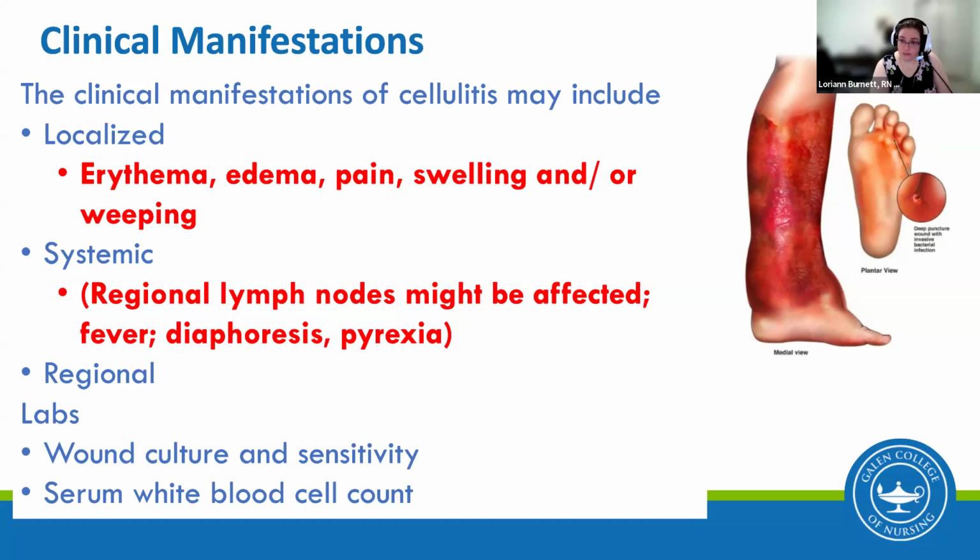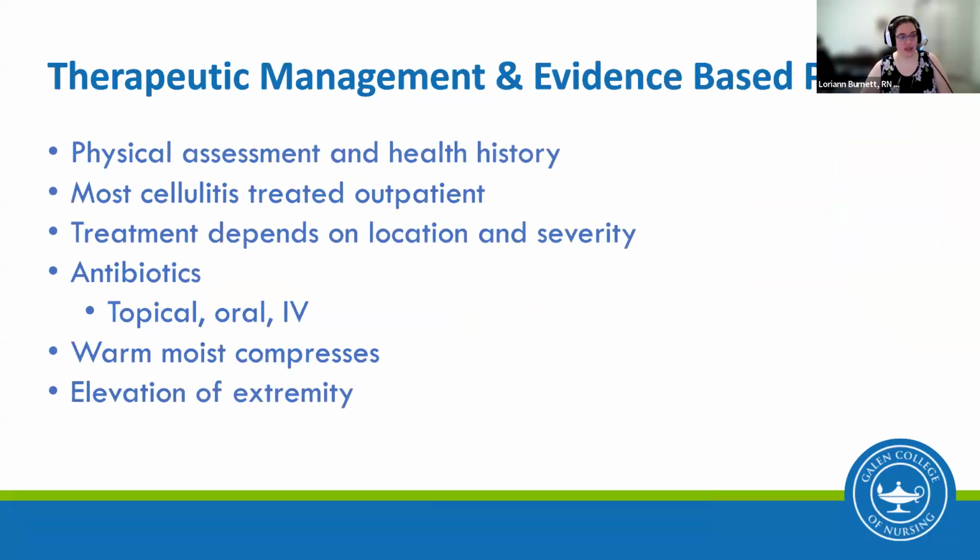What's the first thing we've got to do? We've got to figure out what is causing it so we can kill it. So again, wound culture and sensitivity. We're going to do a white blood cell count. Figure out, do we have an elevated white blood cell count? What kind is it? Because if it's neutrophils, it's going to be bacteria. If it's eosinophils, parasitic. And we want to make sure this isn't just an allergic reaction or something like that. Again, very, very important: we have to get the wound culture before we start antibiotics because otherwise it will not be accurate.